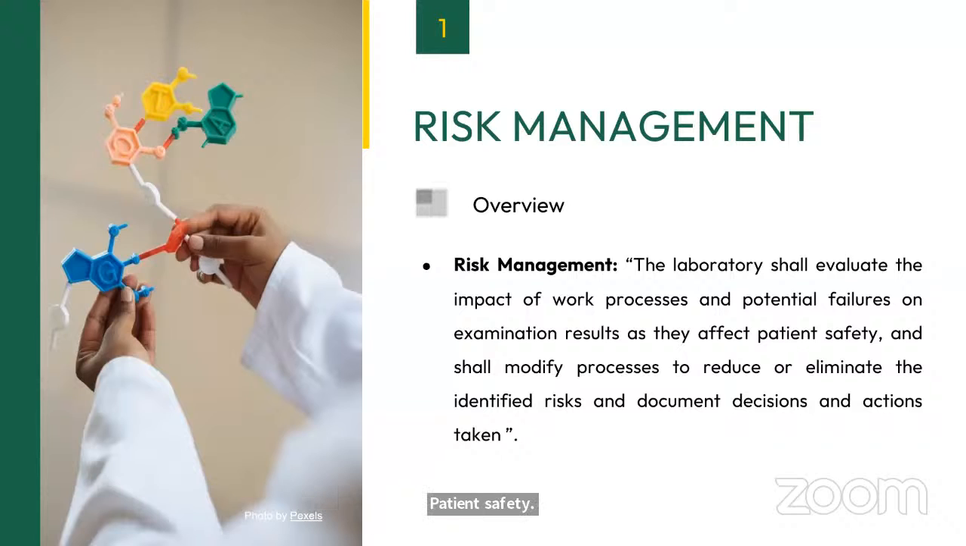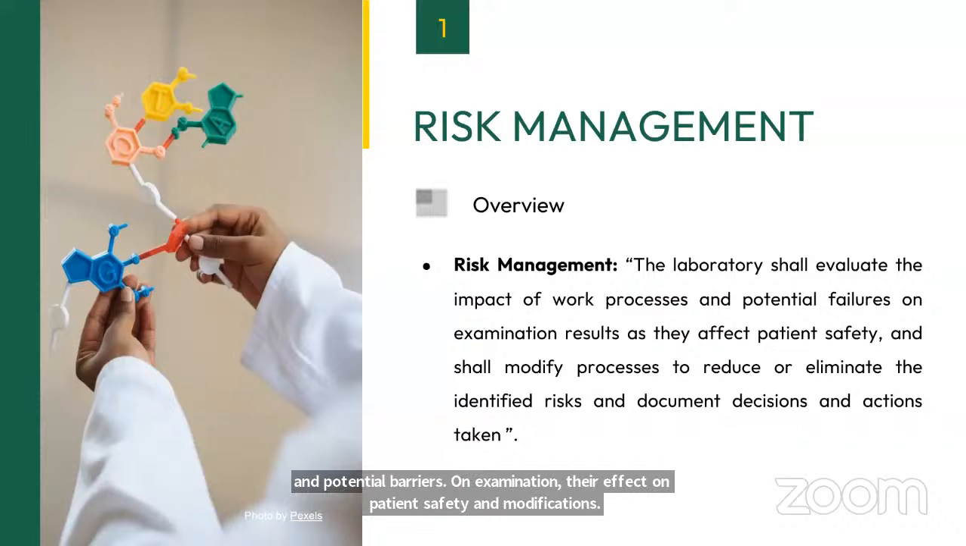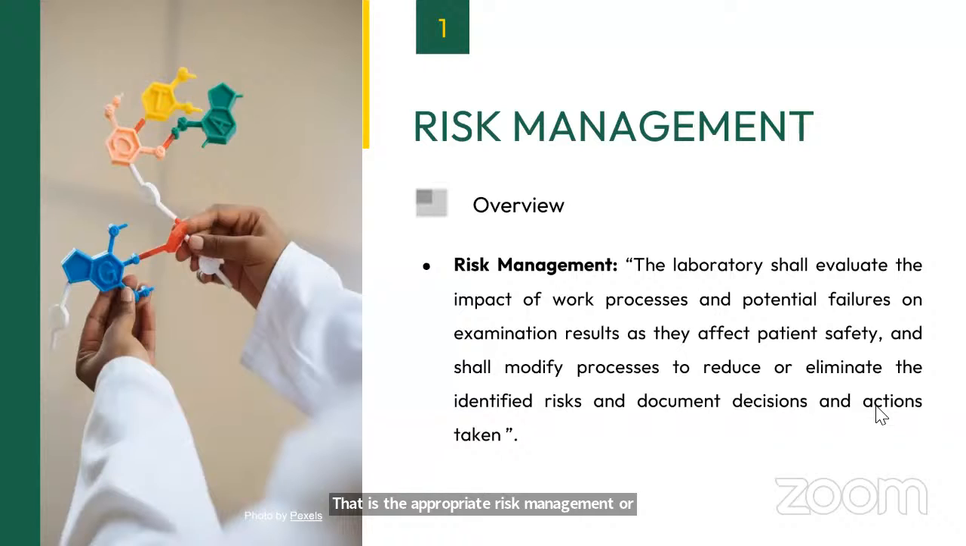After evaluating their effect on patient safety, we should be able to modify these processes to reduce or to completely eliminate these harms, and finally document whatever actions and decisions we have taken with respect to handling of this risk. So risk management includes everything from evaluation of the impact of work processes and potential failures on examination results, their effect on patient safety, and modifications, that is the appropriate risk management or risk elimination of this identified risk, and finally the documentation of the actions and decisions which are taken during this risk management.